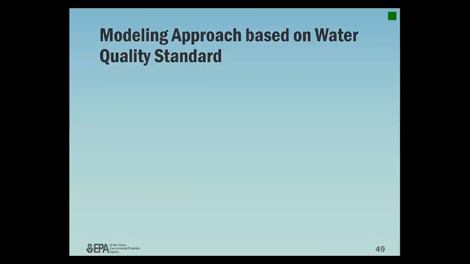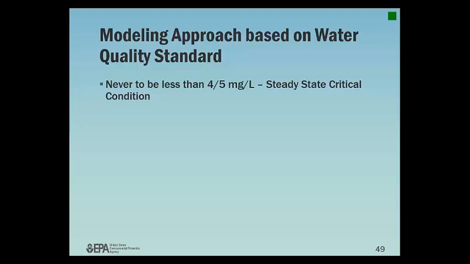Okay, we're going to go back and revisit some of the water quality standards that were described at the beginning of this webinar and talk about what is the appropriate modeling approach to investigate meeting those standards. The first one is never to be less than 4 or 5 milligrams per liter at any time, anywhere. This pretty much allows us to use a steady state critical condition, because the assumption here is if you can meet the standard at the most critical condition, you'll meet the standard everywhere and all the time.